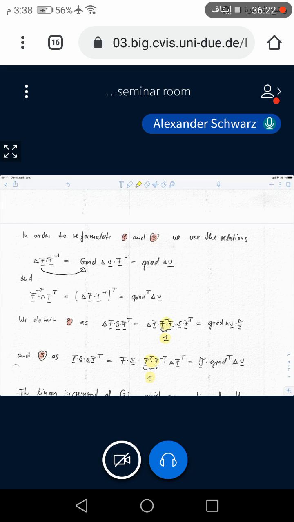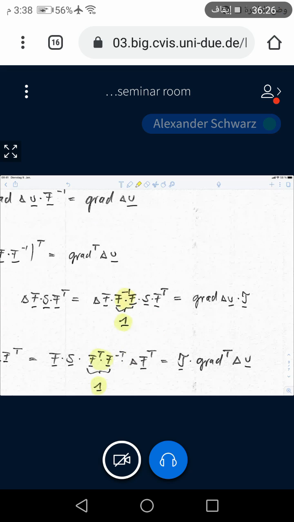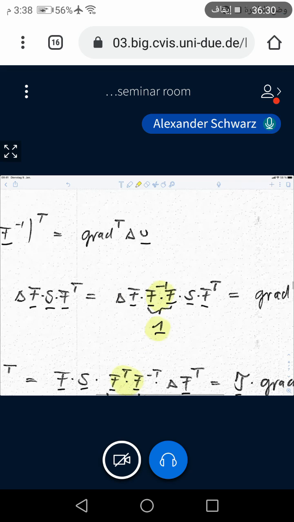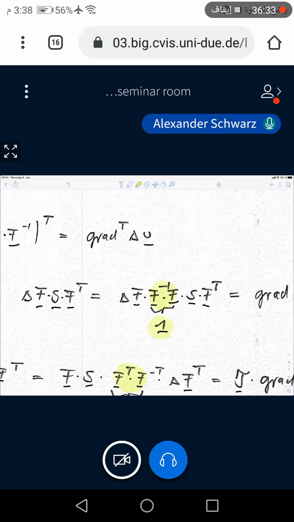That means by a trick, I include, maybe I make this a little bit larger so that you can see it here. In between here, at this place, I introduce the one tensor, as in this case, F up to the -1 applied on F in the transposed variant, and then I get this line here.